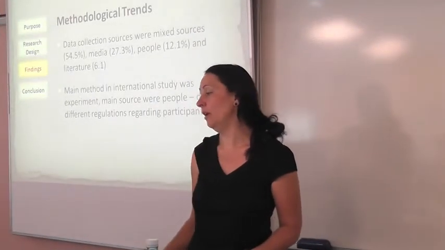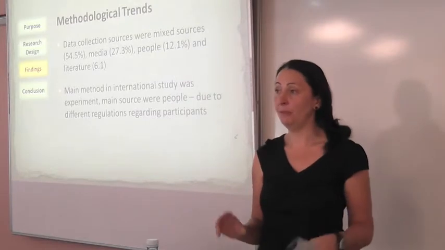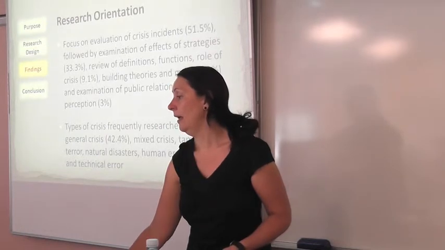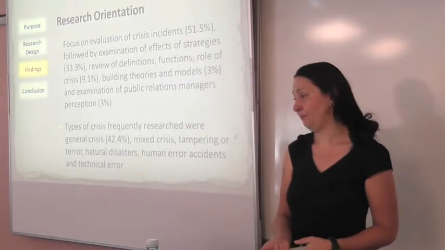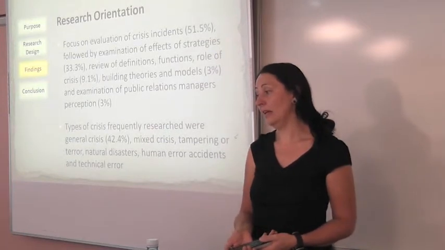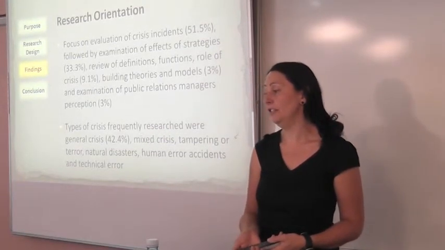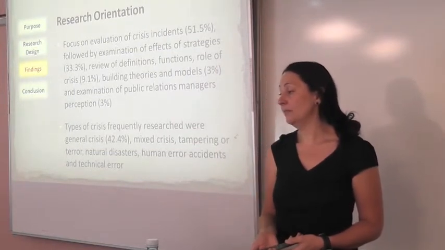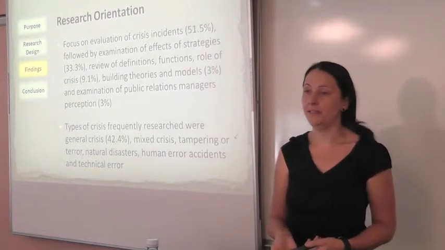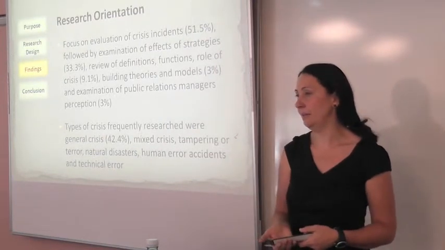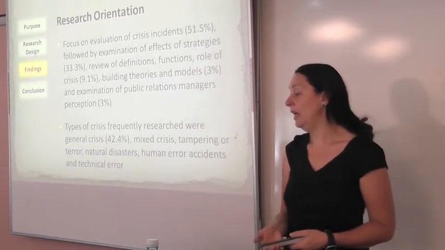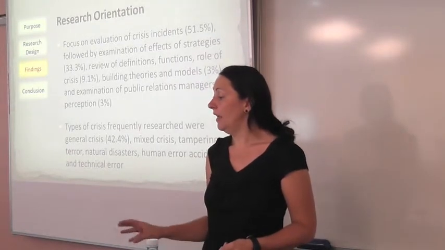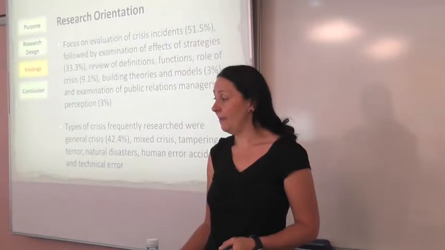And that's the reason why they do a lot more experiments with people, because it's much easier to get participants. And when it came to research orientation, the focus was on the evaluation of crisis incidents. It's kind of the crisis most researched, the general crisis, for example, financial crisis, some political issues, whatever, and then followed by mixed crisis, tampering, terror, natural disaster, human error accidents, and technical error accidents.